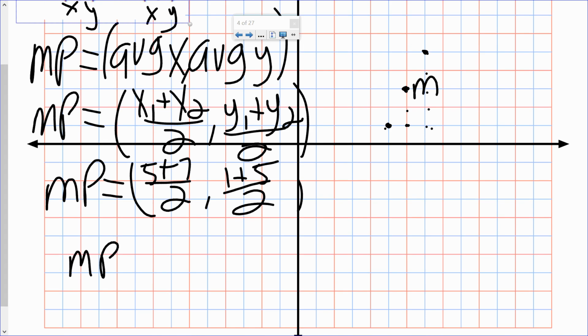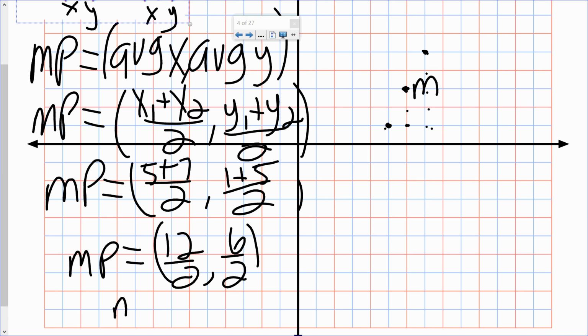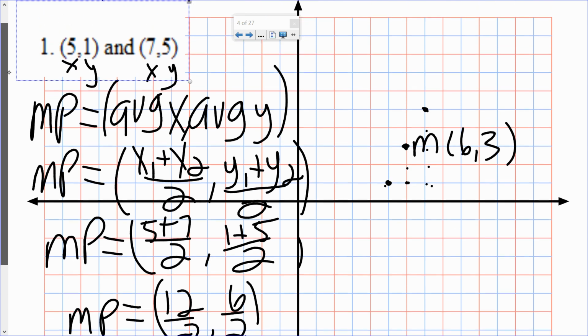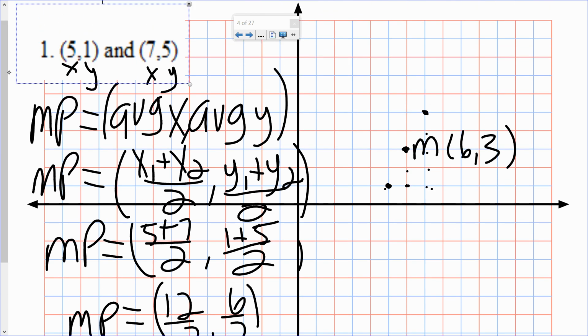5 plus 7 is 12 over 2. 1 plus 5 is 6 over 2. The midpoint is 6, comma 3. And again, that's the same point that I got doing it graphically. Here's a third way of thinking about it. What number is directly between 5 and 7? 6 is directly between 5 and 7. What number is directly between 1 and 5? 3 is directly between 1 and 5.